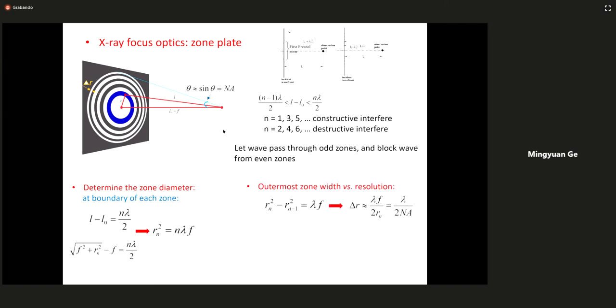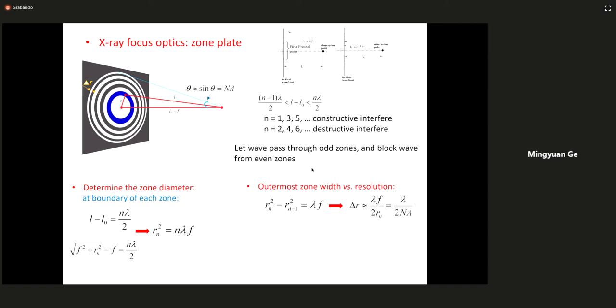From the design, we can decide what the radius of each zone is and what the thickness of each zone is. So, very simple math. According to this picture, we want the distance L, this part, the R, we want the difference of the path length between L and the original one to be less than or equal to lambda over 2. So this part will give a beam that interferes constructively. By using this formula, we can derive the diameter of the zone at different numbers n. So the first zone, second zone, we can derive the radius of each.